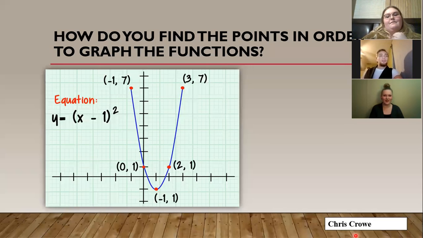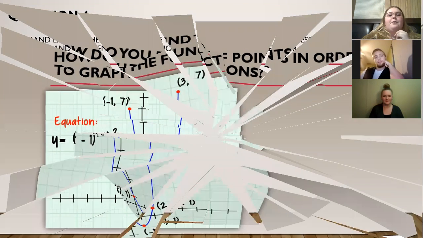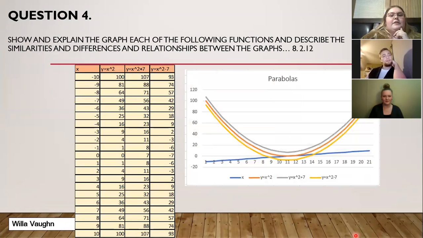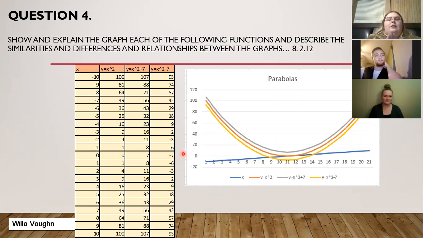Alrighty. So I have another question. What you got? How exactly do we find the points in the ordered pairs in order to graph a function? Okay, that's a pretty simple answer right there. So I'm going to assume that you mean how do you graph those points.